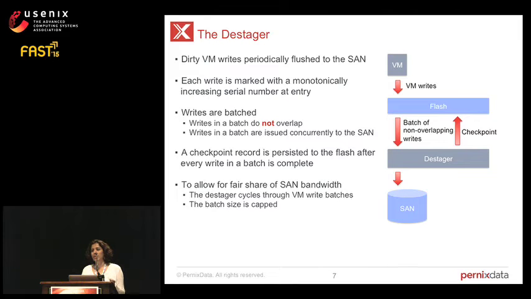When all the writes complete or are acknowledged by the SAN, the Destager issues what is called a checkpoint, and the checkpoint gets persisted onto the flash. In order to allow for fair sharing of the SAN's bandwidth, the Destager cycles through write batches for every VM in a round-robin fashion.